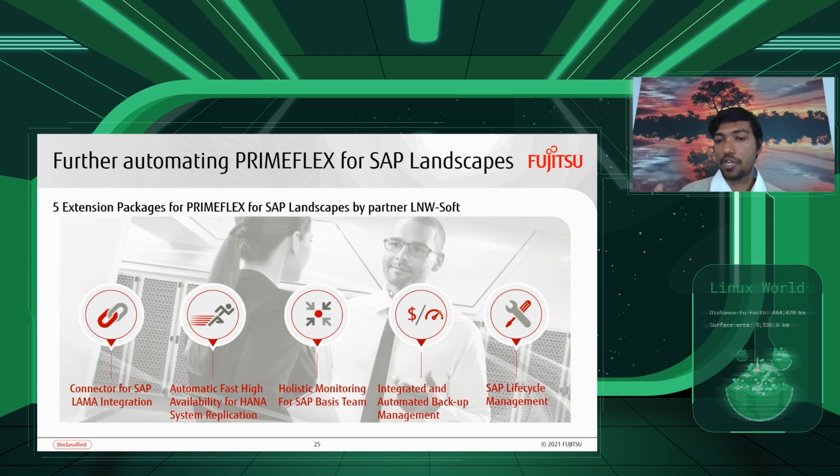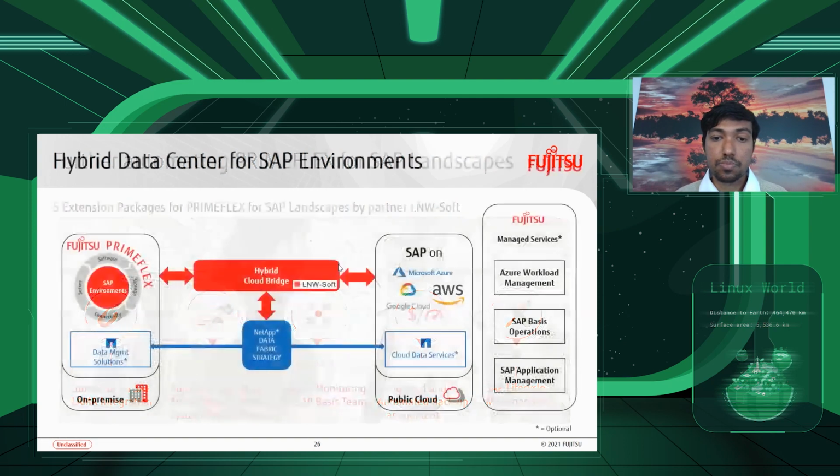Now, when you want to extend the functionality of FlexFrame to go beyond the infrastructure provisioning and orchestration benefits, when you want to go to a layer above, take for example connection to Llama from SAP, or you want to have a smart HA concept based on system replication, or a holistic monitoring for the basis team, where you can do workload monitoring of the work processes and spool processes, or automated backup and recovery. You want to automatically create clones. All of this can be done through extension packs along with lifecycle management as well. And these extension packs are brought to you through our partner LNW Soft.